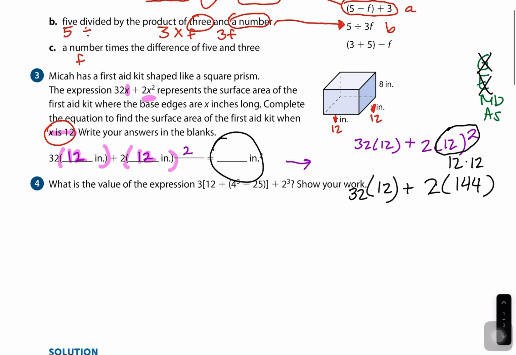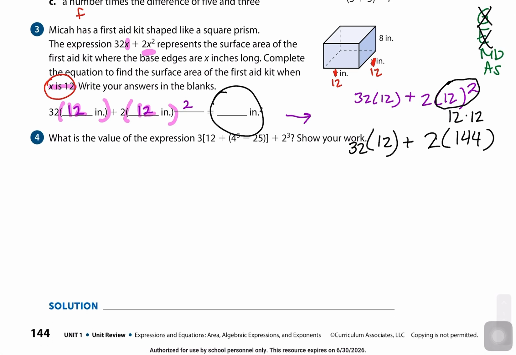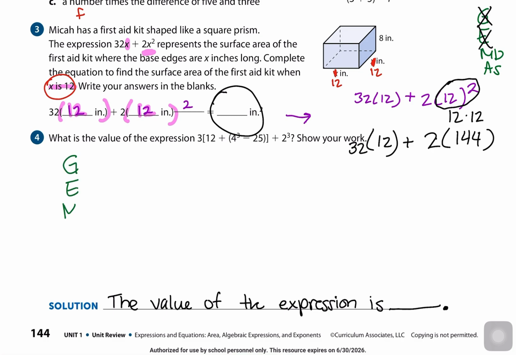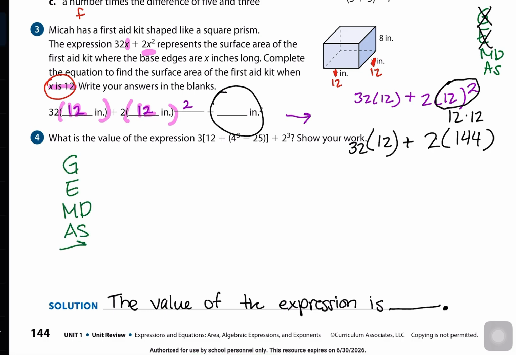Okay. Number 4 is also about using GEMDAS. It says, what is the value of the expression? Remember, when we do this, we have to write a claim. The value of the expression is, and this is where you're going to put your answer, okay? When you do this, again, you're going to use GEMDAS. Grouping symbols, exponents, multiply, divide, add, subtract from left to right, okay? So I'm going to help you out, but you're going to finish it.